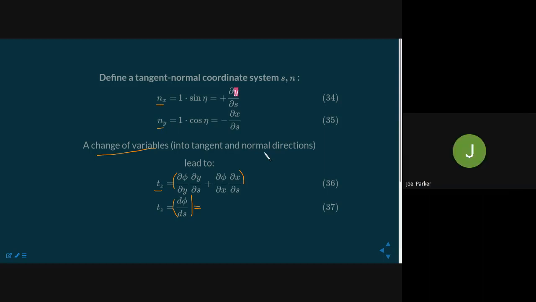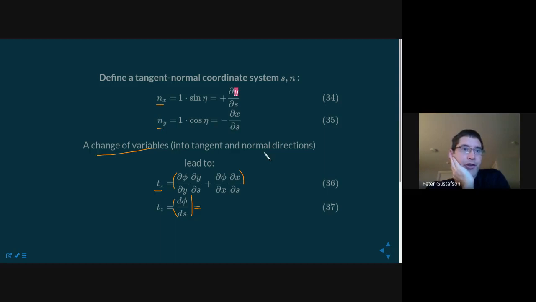Just algebraically, why isn't it 2 dphi/ds at the bottom on 37? Yeah, you'd have to go back and look at your chain rule definition. Think back to your calculus days, right? The very definition of the chain rule is that there's not two of them there. Gotcha.